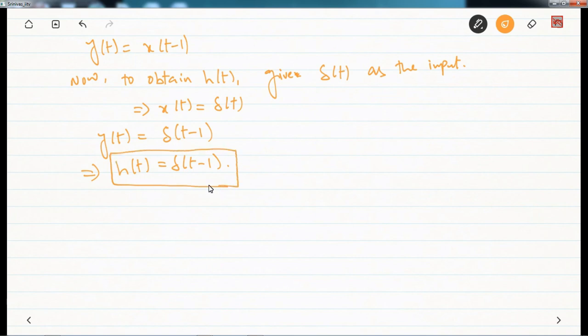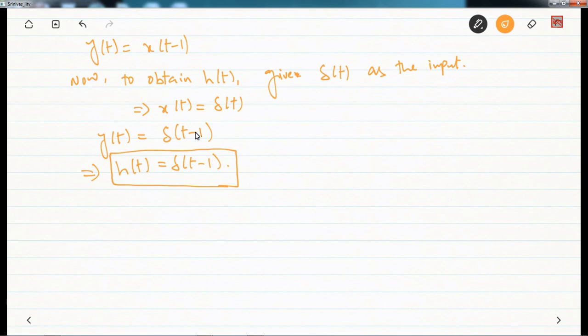This is a unit delay because the output is delayed by 1 unit compared to the input. So if you look at y of t equal to x of t minus 1, the output is the input delayed by 1 unit. So it's called a unit delay system, right?